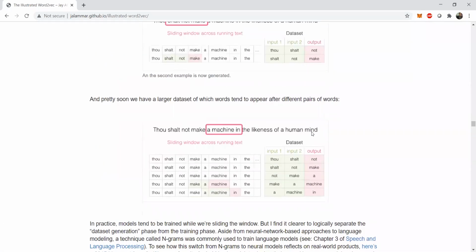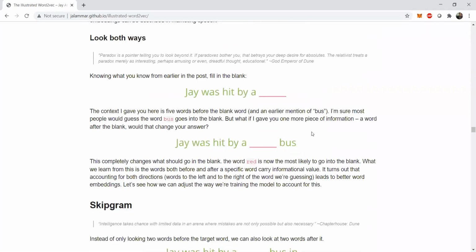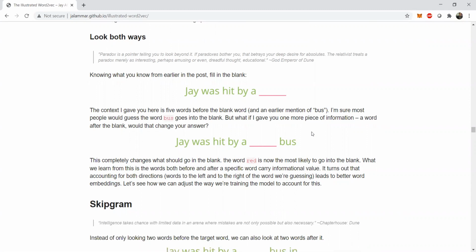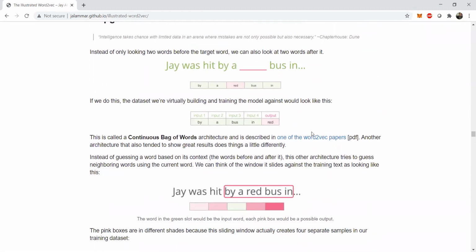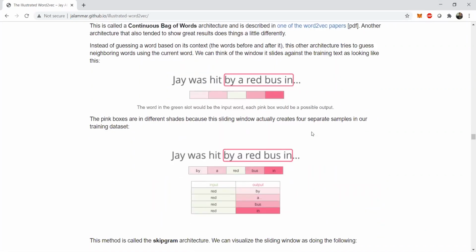In the next example, we got to know about the feature of skipgram, where we try to predict a word given a particular context, as in the example mentioned by Jay, was hit by blank and the blank bus comes in. Then we have the continuous bag of words model, where we have a particular word or phrases, and we try to predict the context or the next common phrases in the vocabulary or in the sentence.